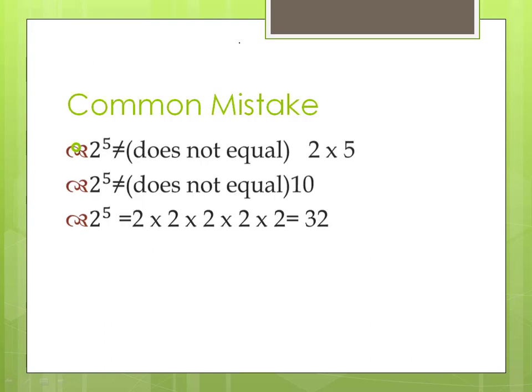Let's see some common mistakes about powers. 2 to the power 5 does not mean 2 times 5. So 2 to the power 5 equals what? 2 to the power 5 means 2 times 2 times 2 times 2 times 2, 5 times. So 2 times 5 does not equal 2 to the power 5. They are completely different.